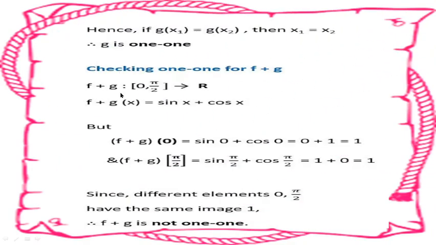Now let's check for f plus g. This is also defined from the same domain to the same codomain. So (f plus g)(x) means sin x plus cos x. Now let's find out (f plus g) of 0. So sin 0 plus cos 0. Sin 0 is 0, but cos 0 is 1. So the answer is 1. Now let's check f plus g at pi by 2. So sin pi by 2 plus cos pi by 2. Sin pi by 2 means sin 90 is 1, but cos 90 is 0. So this is again 1. So it means different elements 0 and pi by 2 have the same image 1. So it means f plus g is not one-one.